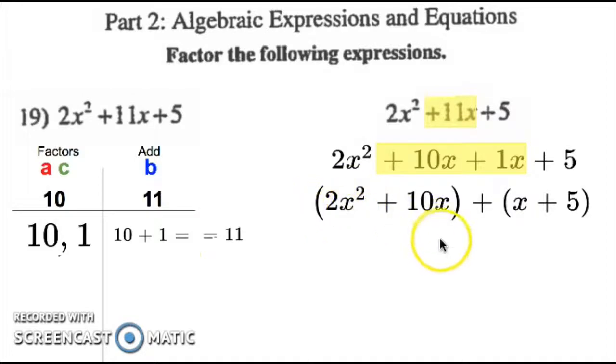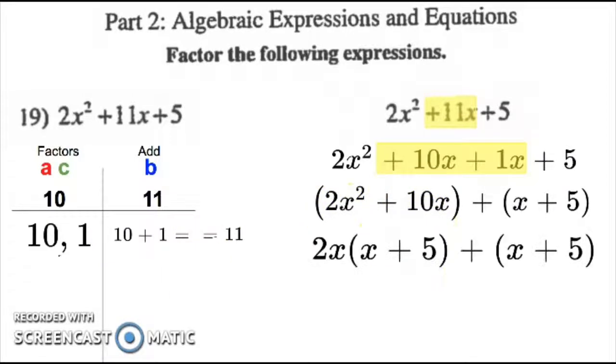The GCF of the first two terms is going to be 2x. I can divide a 2 out from both and take an x out of both. So I have 2x. Divide 2x squared by 2x, I'm left with x. Divide 10x by 2x, I'm left with 5. Okay, so I have 2x times x plus 5 plus x plus 5. Now, since these are the same, I did my factor by grouping correctly. They should be the same.